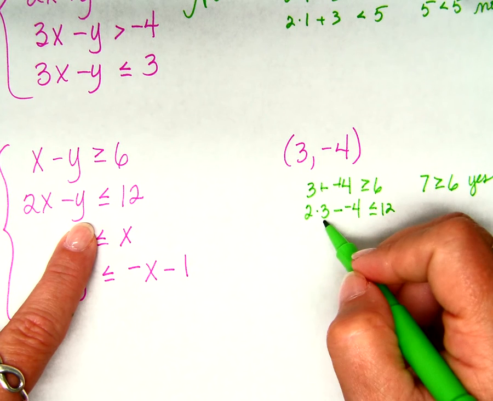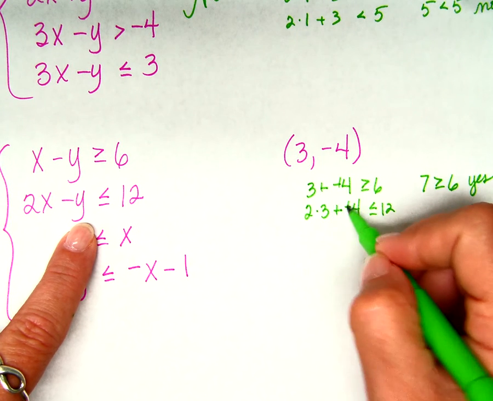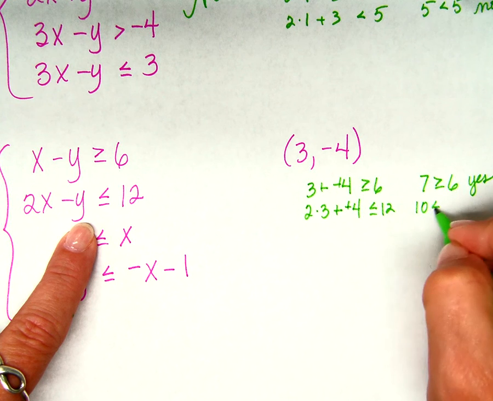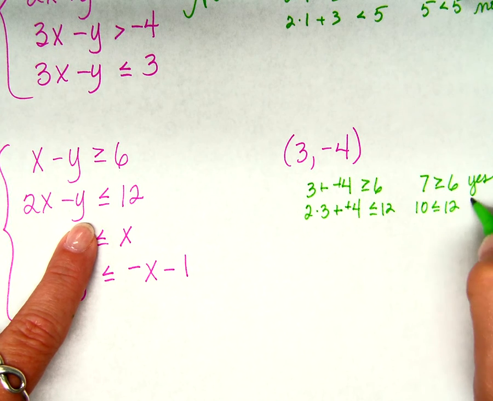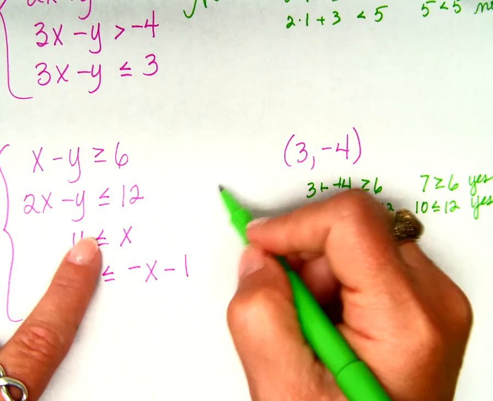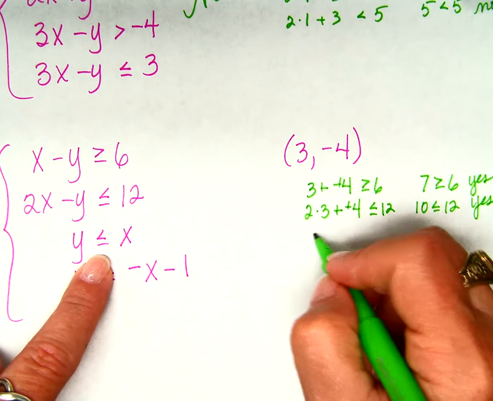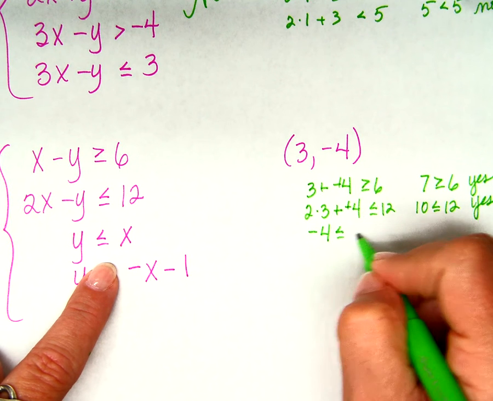2 times 3 is 6. 6 plus 4, so 10 is less than or equal to 12? Yes. So can I just put yes? Oh, keep going. Okay, all right. Negative 4 is less than or equal to 3.